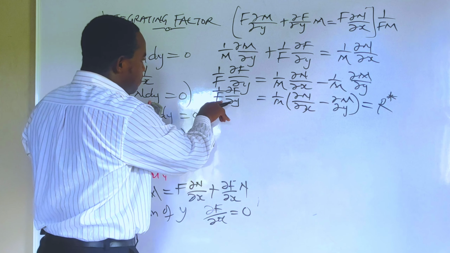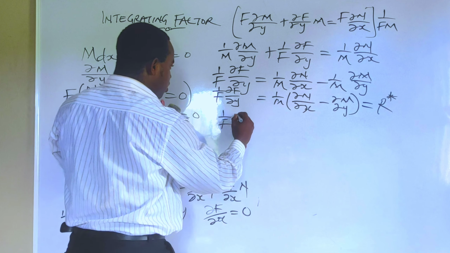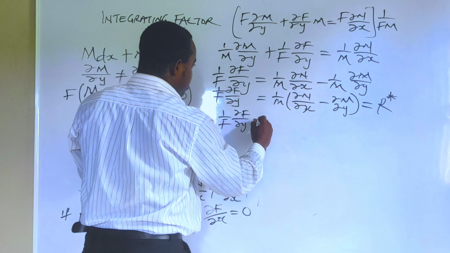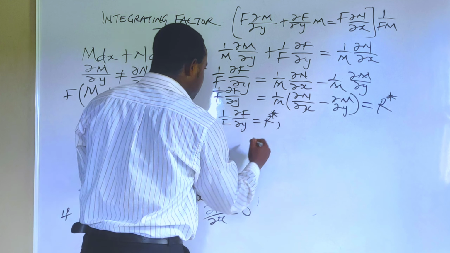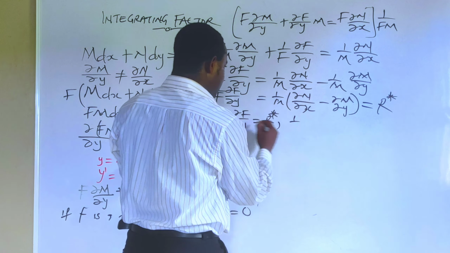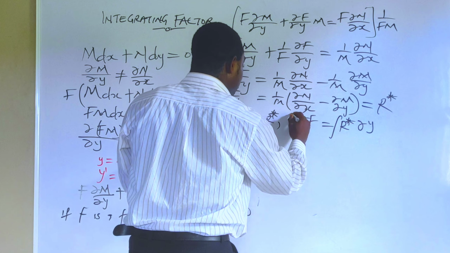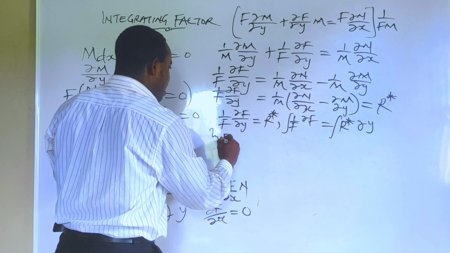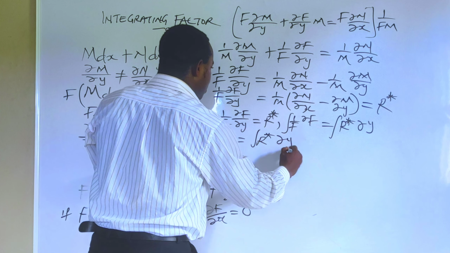So you can see our problem is reduced again. We can simply equate this part, this 1 and 3. 1 over f partial y equals r star. We don't want to give it the same name as the other, that's why I'm putting a star here. To solve this completely, we separate the variables. We have 1 over f partial f equals r star partial y. We integrate both sides, and we have ln of f equals the integral of r star partial y.